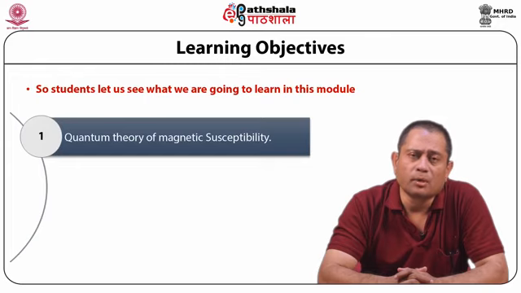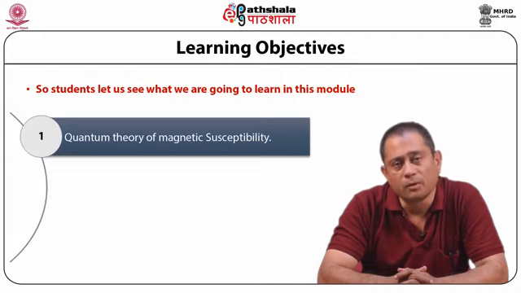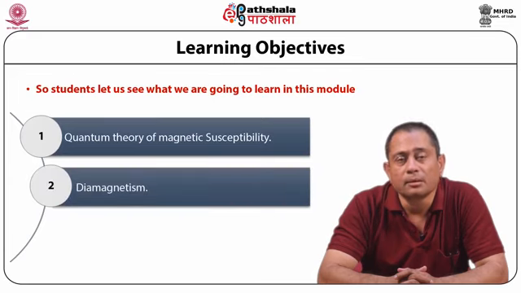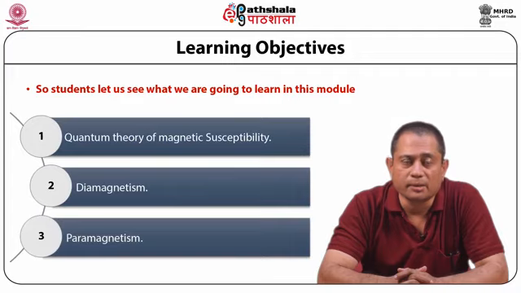So, why quantum? Because I have already explained earlier in Part 1 that classical theory is insufficient and unable to explain magnetism. So, naturally you have to take the help of quantum theory. And secondly, you are going to learn about diamagnetism, and third, about paramagnetism.